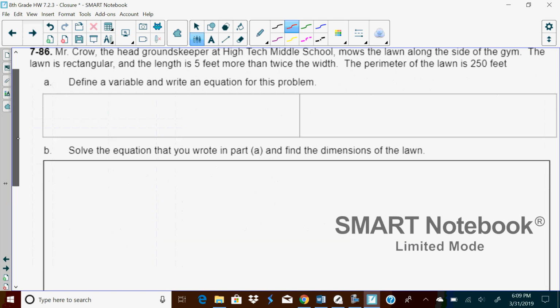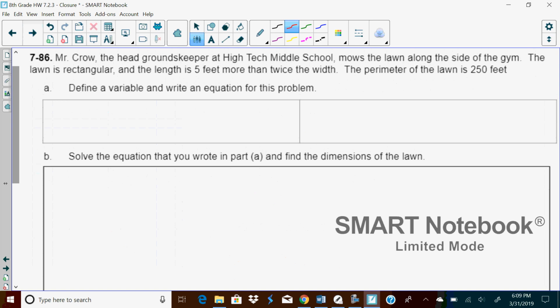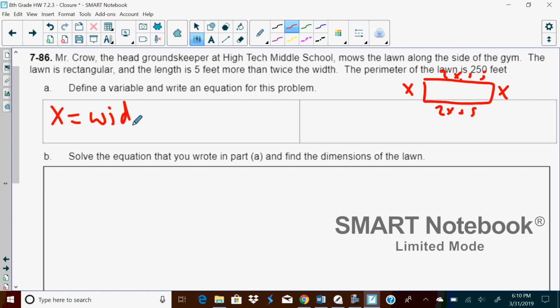86, Mr. Crow, the head groundskeeper at Tech High Middle School, mows the lawn alongside the gym. The lawn is rectangular. So if I draw a rectangle, and the length is 5 feet more than twice the width. So if this is my width, my length is 5 feet more than twice the width, so I get 2x plus 5. So x is going to stand for the width. And my equation is going to be 2 plus 2 is 4, 5, 6, 6x plus 10 equals 250.